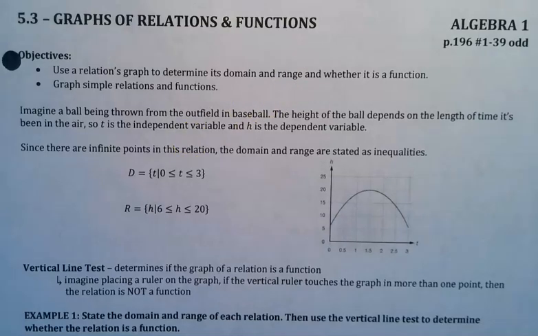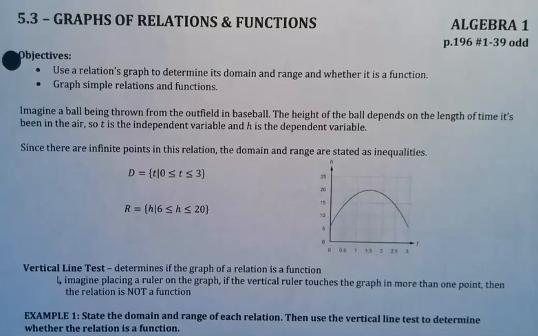All right, so today we are doing 5.3, which is graphs of relations and functions. So looking at the differences there. Our objectives: we're going to use a relation's graph to determine its domain and range. So we're going to look at the graph, determine the domain and range, and determine whether it's a function or a relation, right? And then we're going to graph some simple relations and functions.